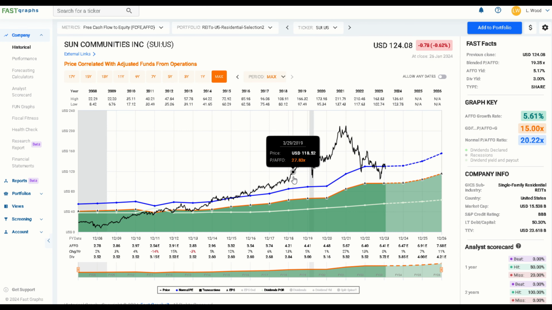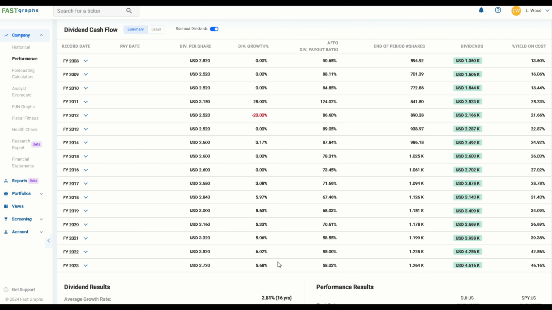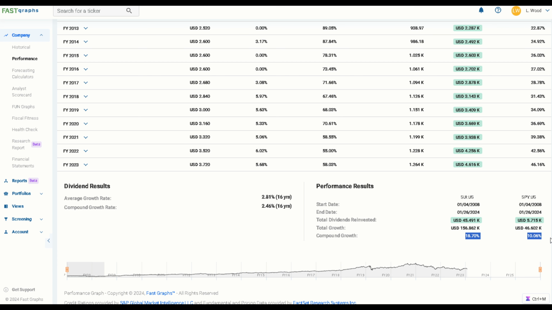Sun Community. So again, we can see this massive level of overvaluation here that we've seen with other cases. We can see a nice strong AFFO growth here over the last decade. BBB rated, highly elevated long-term debt to capital, moderately good analyst scorecard here, and a 3% dividend yield. Dividend performance has been fairly consistent here in terms of the dividend growth rate of about 5% per annum. It has performed better than the S&P 500 since 2008.